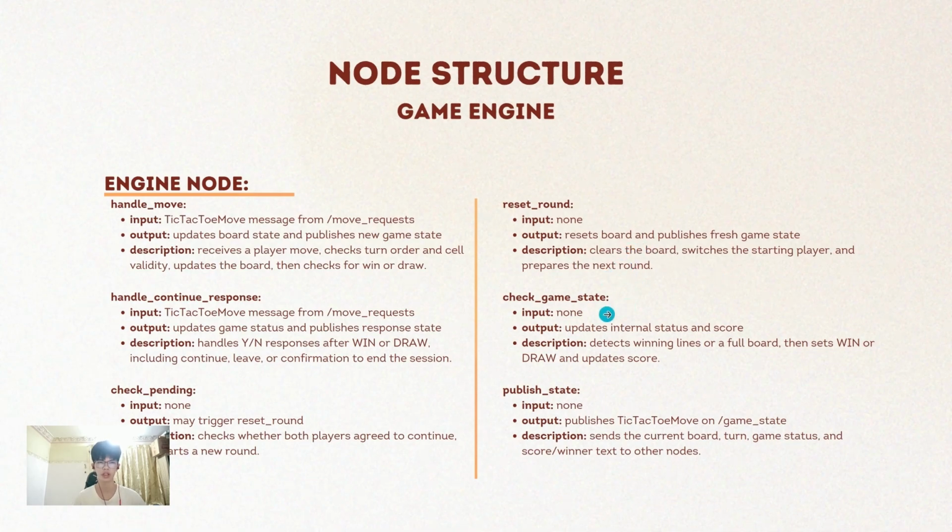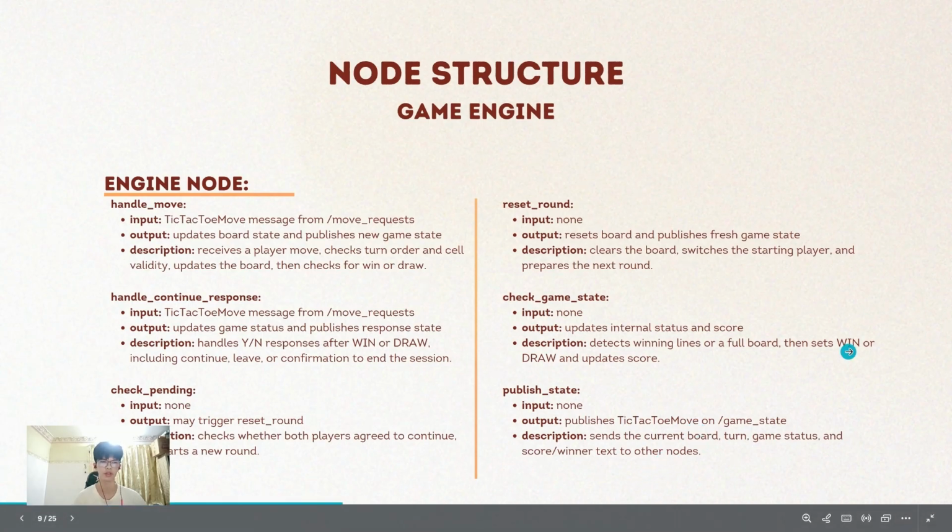And then the check game state. The check game state checks whether the board has met the requirement to win or not. This is to detect the winning line, like 3 in a diagonal line to win, or when the board is full, to get the draw condition. And then the publish state publishes the game state to the other node, like sending it to the visualizer node.